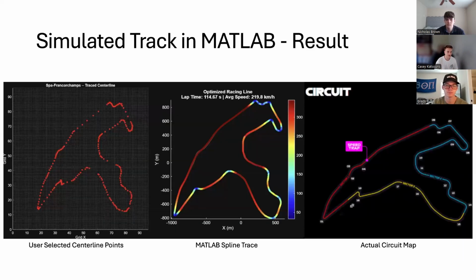Next slide. On the next slide, you'll see that our points that we selected, in turns, our point selection is way more dense because we needed more points to give it a more accurate idea of what's happening in those areas. And then in the middle, you'll see the MATLAB spline kind of traces it and creates a track. And then on the right, you'll see the actual circuit map, which we're really close to. There's only minor mistakes in the turns where they're not as accurate.